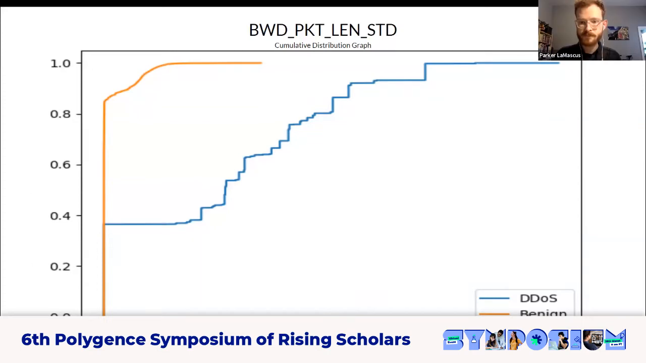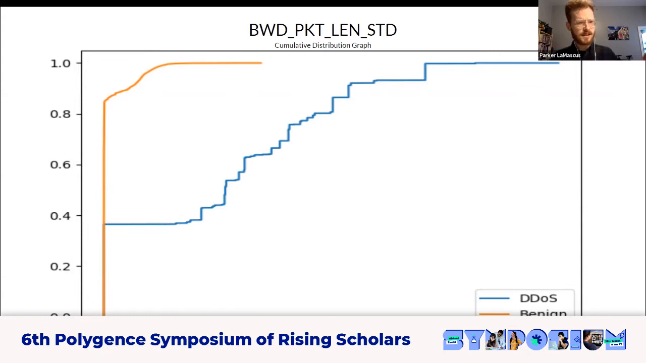On the left, it's kind of like the fraction of the data. And on the x-axis, it's just the value, like the value of the backward packet length. Okay, so it's just like a number. Yeah. And then this is the distribution, I guess you could say. Okay, I think I understand.